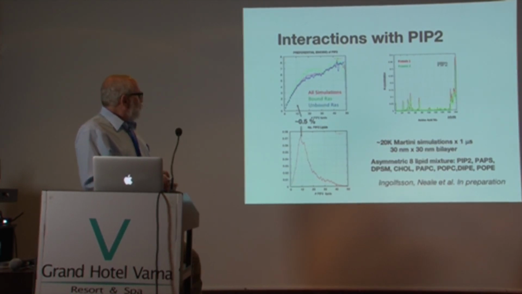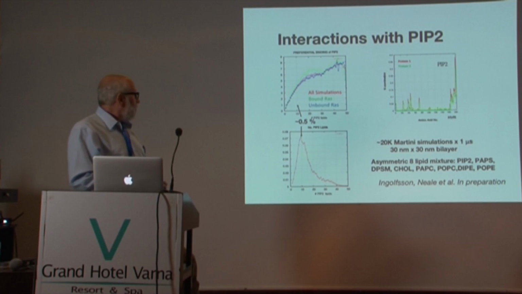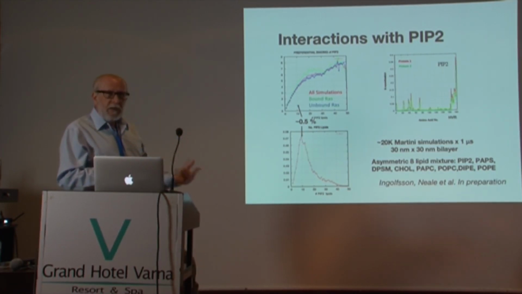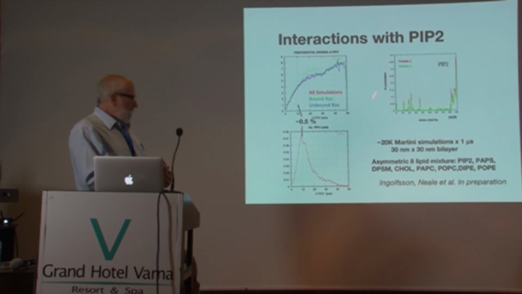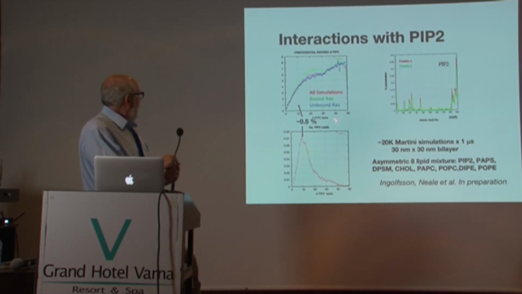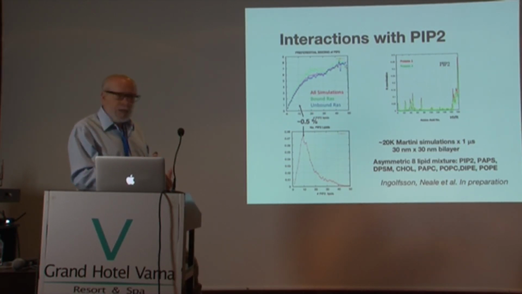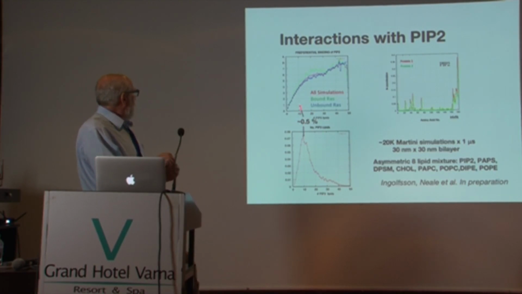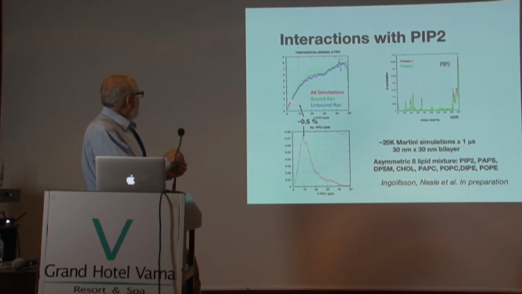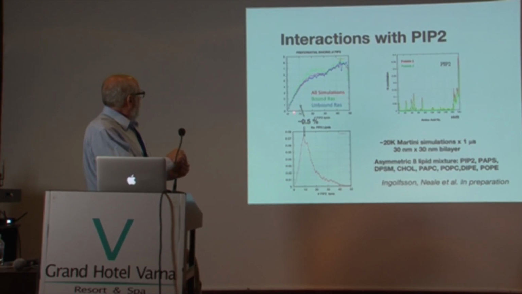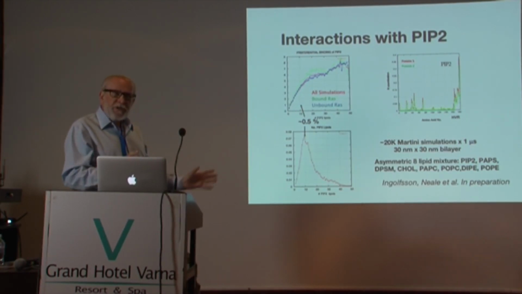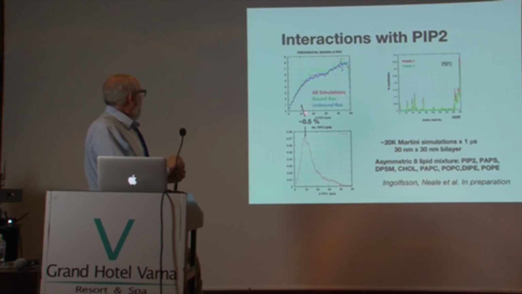This is the calculation of 20,000 Martini simulations. So this is 20 milliseconds of simulation on systems with 2 RAS and a mixture of 8 different lipids. And what we see, as a function of the amount of PIP lipids that you put in the system, around 0.5%, is that as you add PIP, PIP binds to the KRAS, and for every 2 PIPs that you put in the solution, 1 will bind to KRAS.